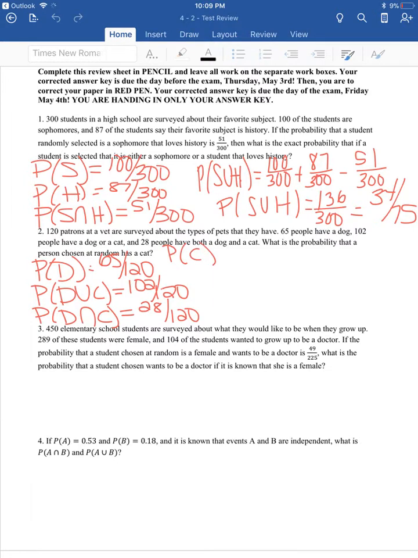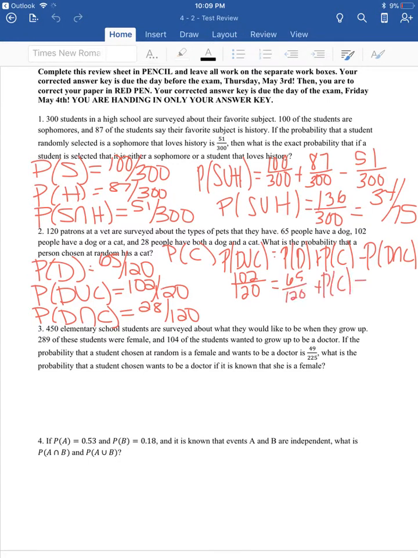So I'm going to use the same formula that I just used. So we have the probability of or is equal to the probability of each individual one added together minus the probability of both. Okay, so this or, we said was 102 out of 120. Probability of them having a dog is 65 out of 120. Plus, this is what I'm looking for, minus 28 out of 120.